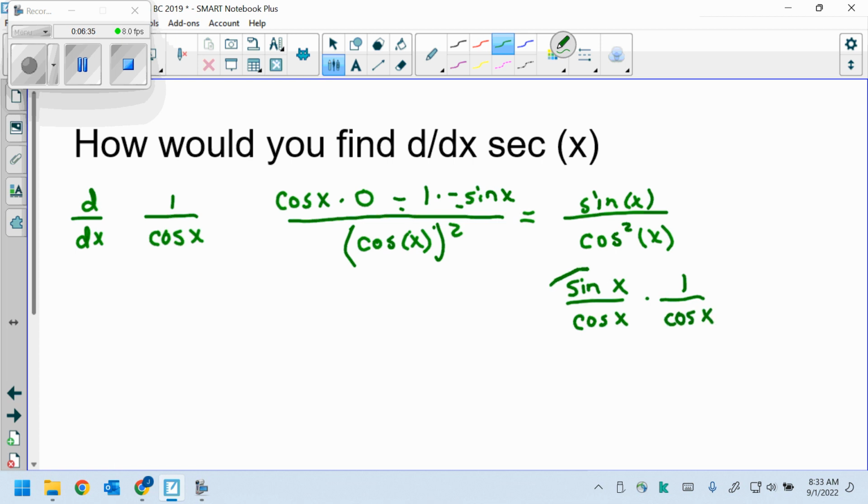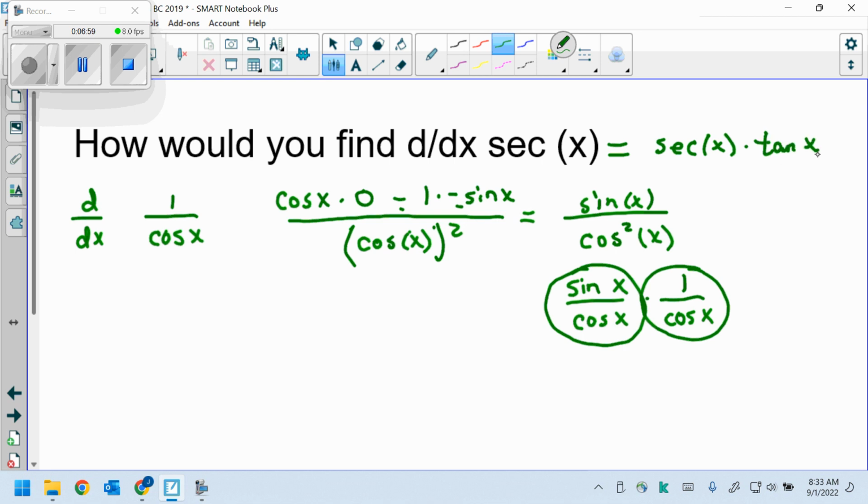And you've got tangent times secant. So the derivative of secant, the most accepted way of writing derivative of secant, is secant x tan x. So that's where that comes from.